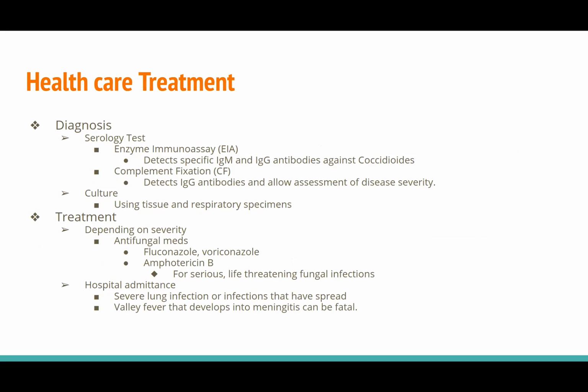In healthcare treatment, to diagnose it, they have the serology test, and there are two types of serology tests. First is the enzyme immunoassay test, which detects specific IgM and IgG antibodies against coccidioides, and the complement fixation or CF, which detects immunoglobulin G antibodies and allows assessment of disease severity. Culture: they take tissue and respiratory specimens. Treatment depends on the severity.